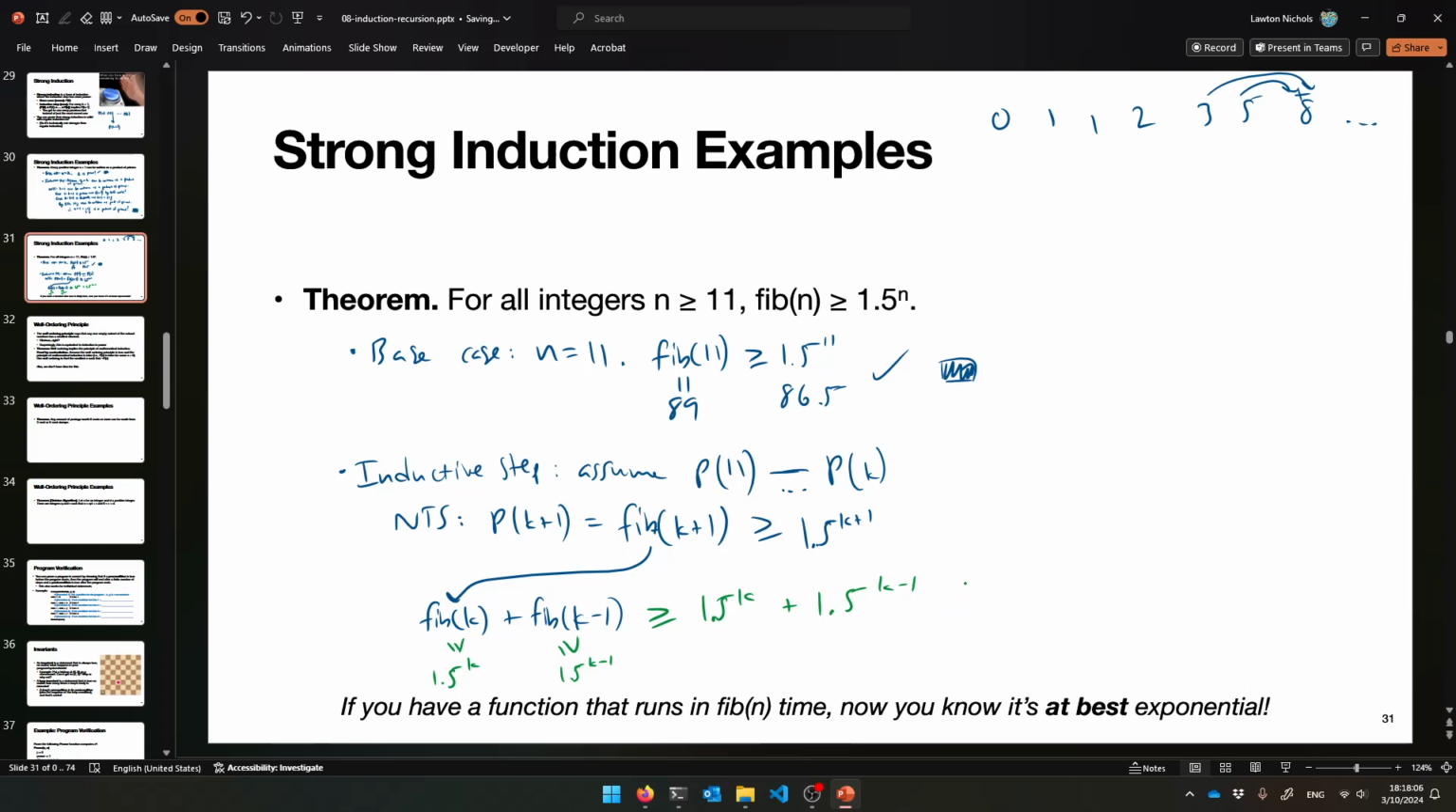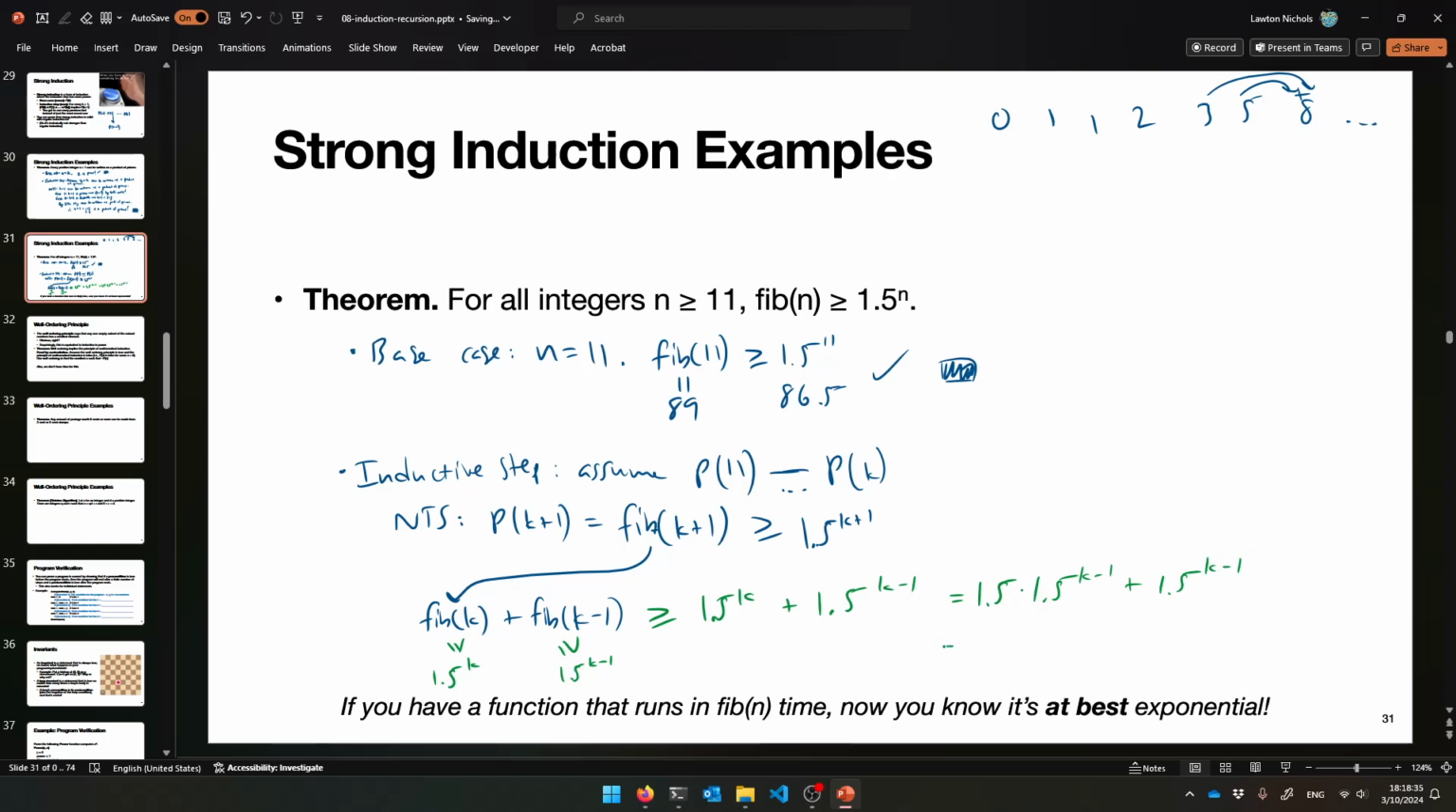And then now I can do some expanding, okay? This is equal to, let's get like terms here. 1.5 to the k can also look like 1.5 to the k minus 1 if I take out another 1.5, right? This first side is equal to 1.5 times 1.5 to the k minus 1. See that? That is equal to this. You can just take out a 1.5. And then I still have this other 1.5 to the k minus 1.